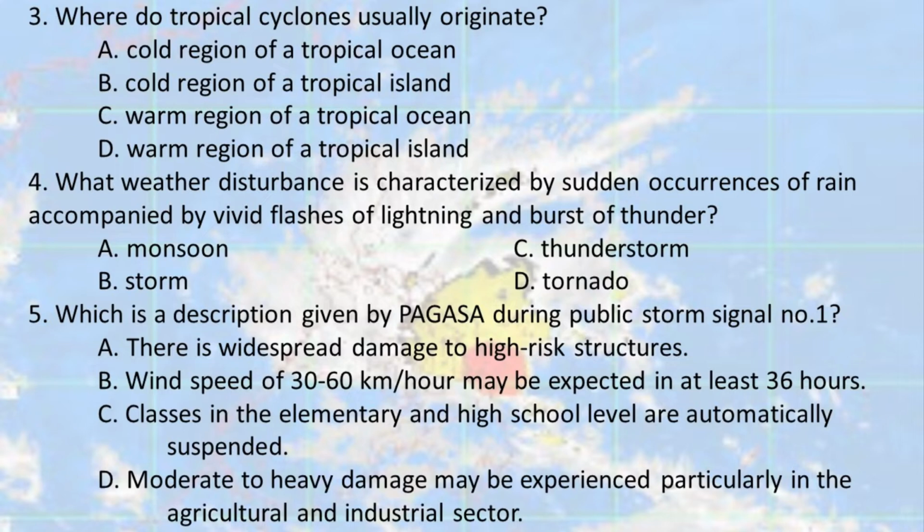A. There is widespread damage to high-risk structures. B. Wind speed of 30 to 60 km/h may be expected in at least 36 hours. C. Classes in the elementary and high school level are automatically suspended. D. Moderate to heavy damage may be experienced particularly in the agricultural and industrial sector.